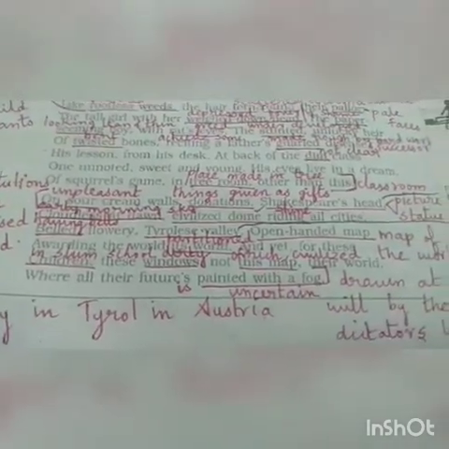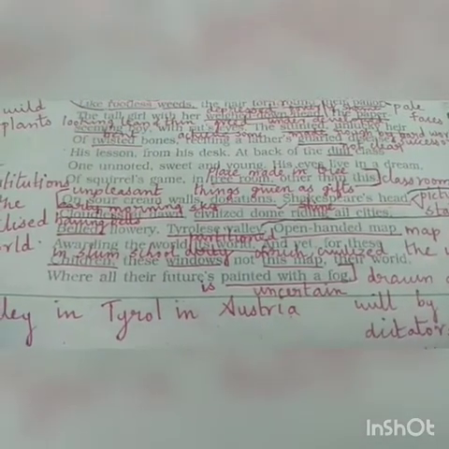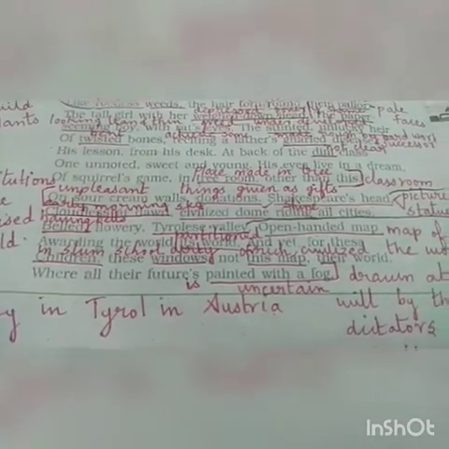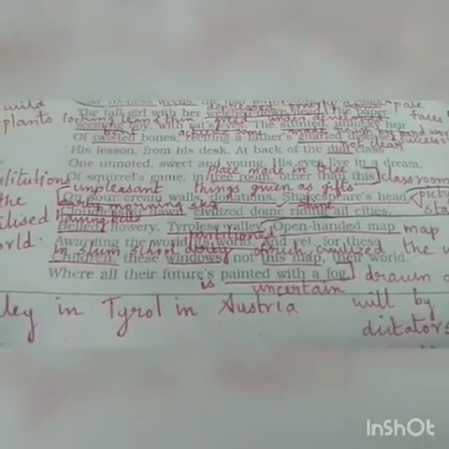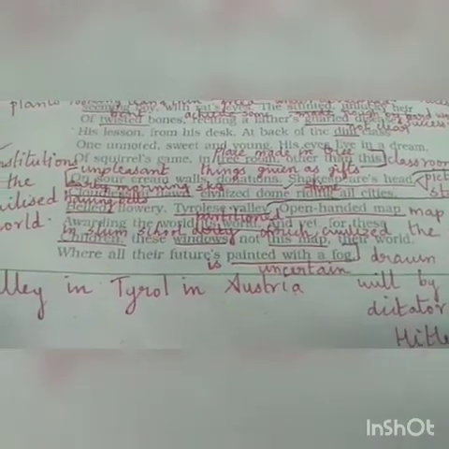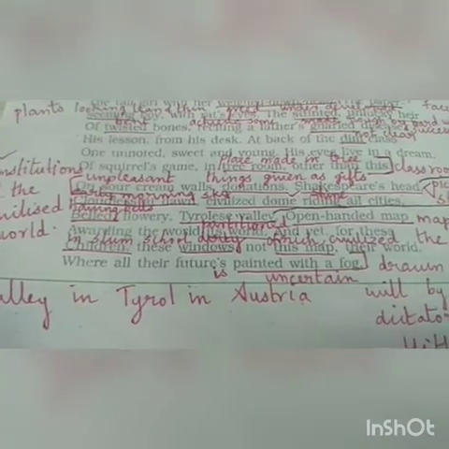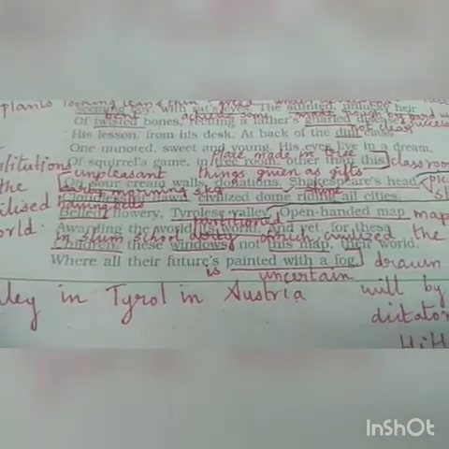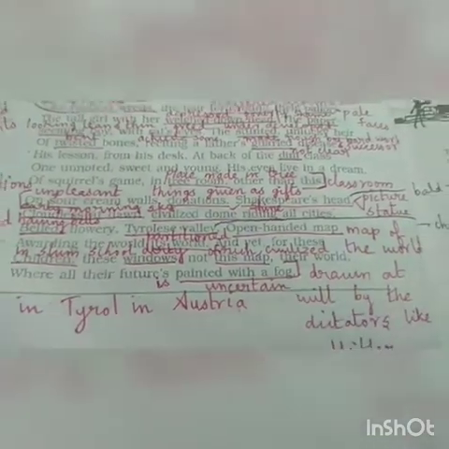So what are the things that were decorated in the class? There was a picture showing Shakespeare, and the head was very bright like the early morning sky. There was a picture of the institutions of the civilized world, and there was a picture of a valley in Tyrol, Tyrolis Valley, and you can see a lot of flowers, belled flowers, in the picture.